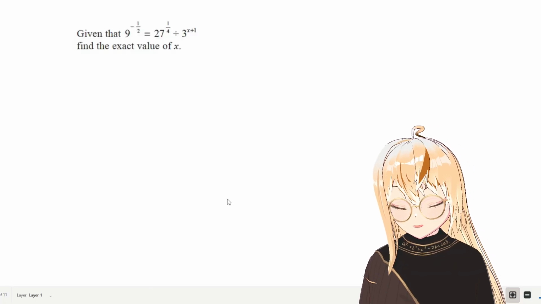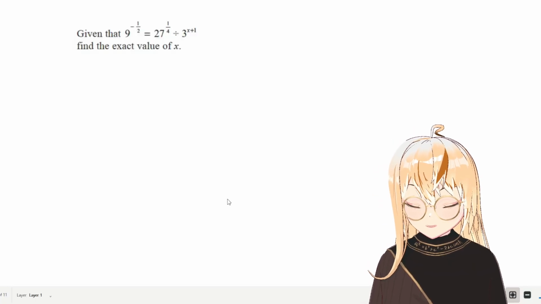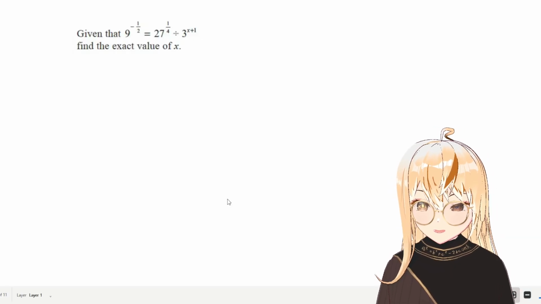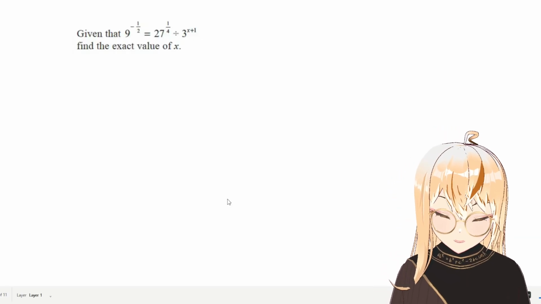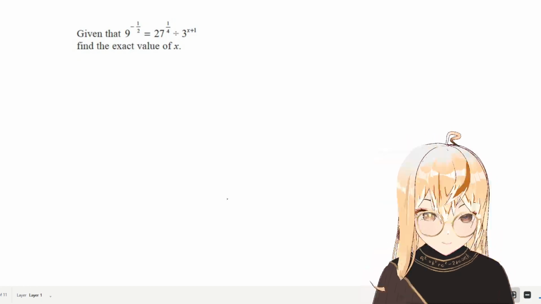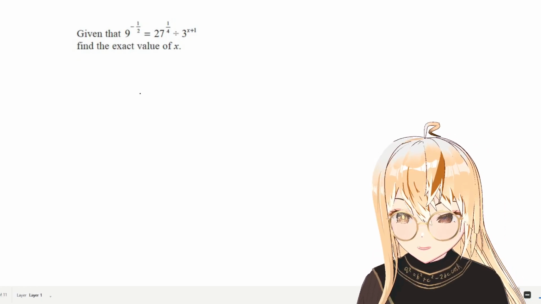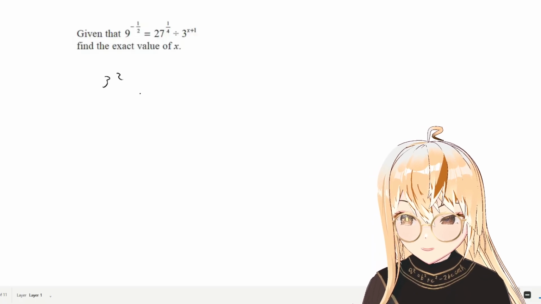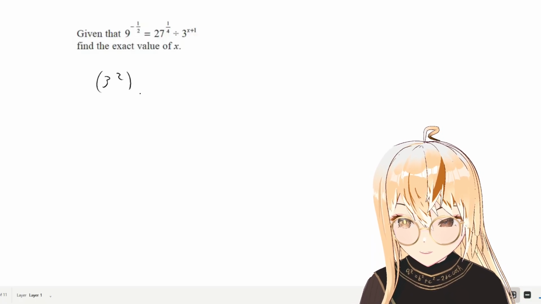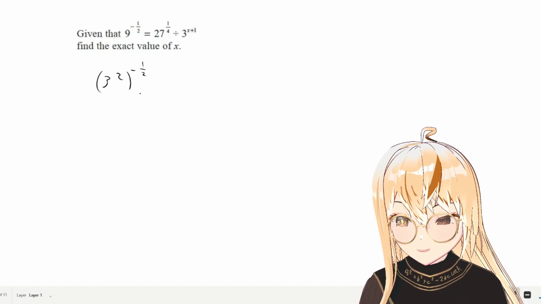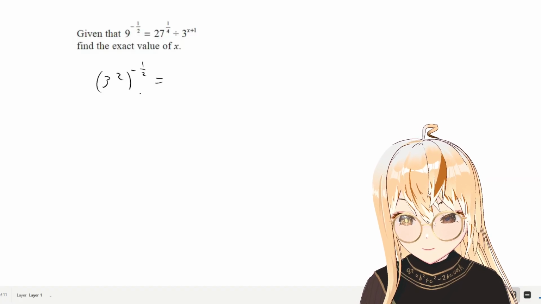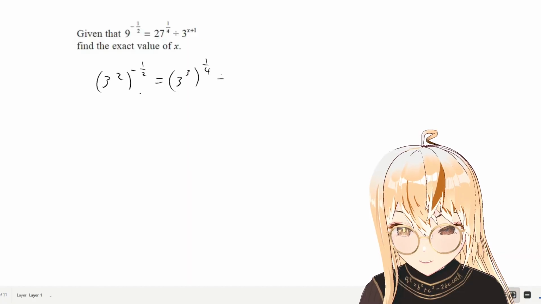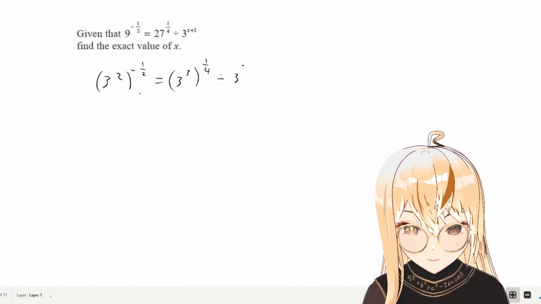So what we want to do is get all of the terms into the same base. And I'm noticing that all of them are powers of 3, so I can just write them as powers of 3. So let's do that. 9 is equal to 3 to the power of 2, and then I can just write it in brackets to the power of negative half. Then this is equal to 3 to the power of 3, and the same thing, write it in brackets, divided by 3 to the x plus 1.